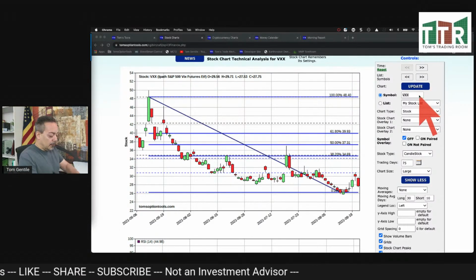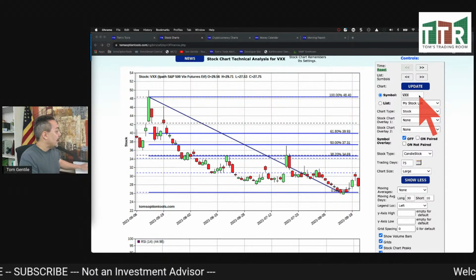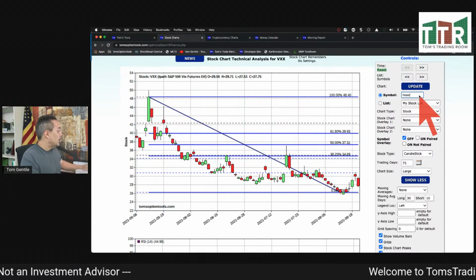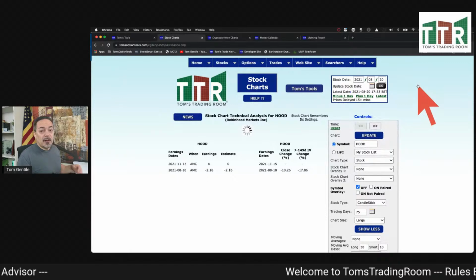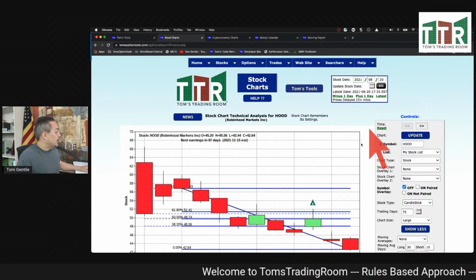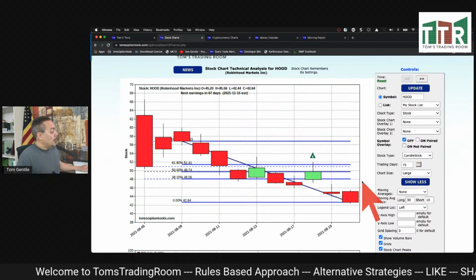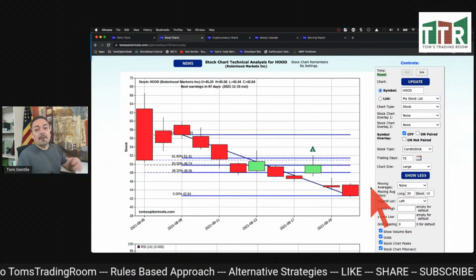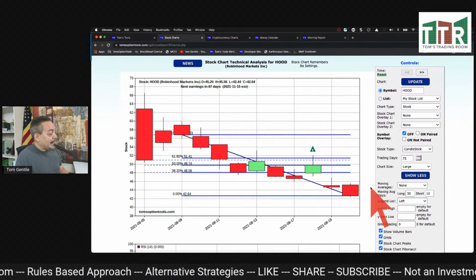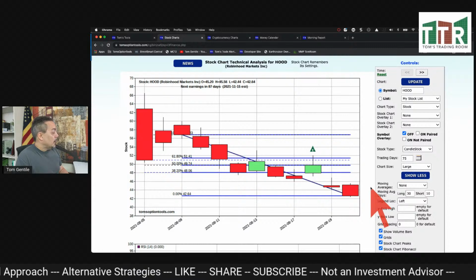So again, the stocks I'm looking at, folks, are stocks that have options that trade on them, okay? Because that's what we look at. If it doesn't have an option on it, I don't have anything I want to do with it. So Robinhood, even though I'm looking for a 75-day chart, I'm not getting it.